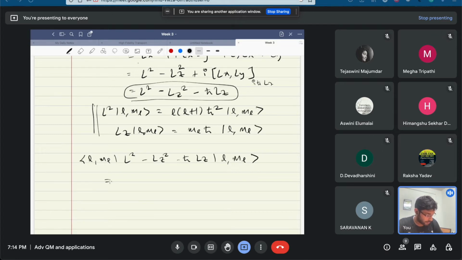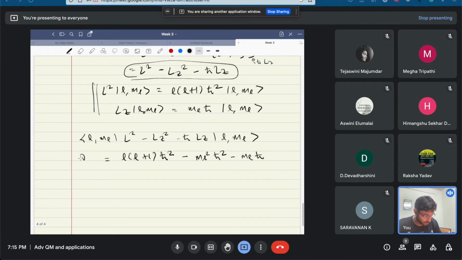What we get, so L square operating on |l, m_l> gives us l(l+1) h bar square minus Lz square, which gives us m_l square h bar square, and Lz gives us m_l h bar. So this is essentially your eigenvalue here. So getting the lambda is then straightforward, you just get an h bar outside.